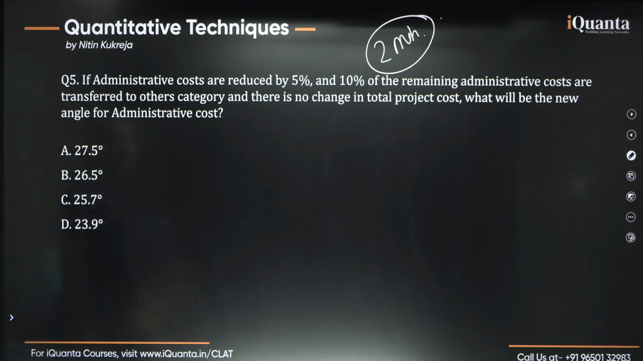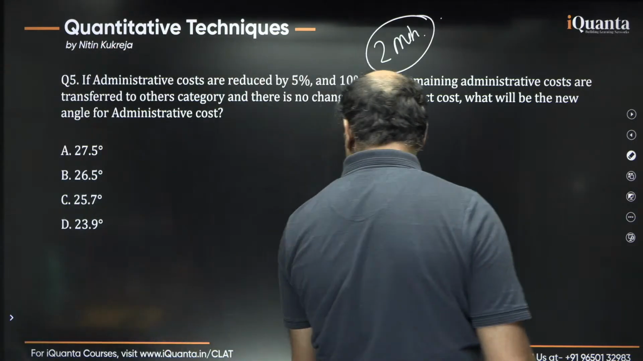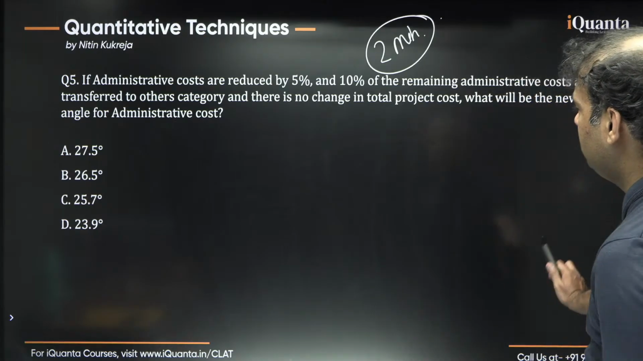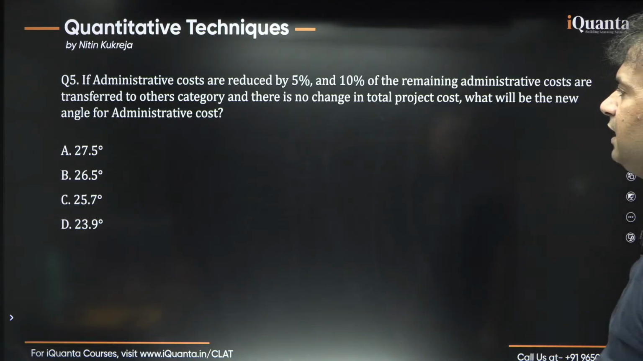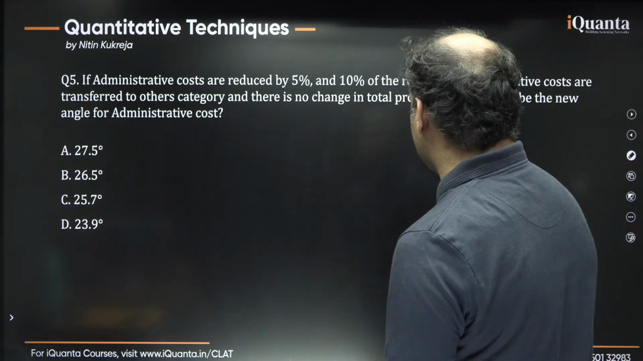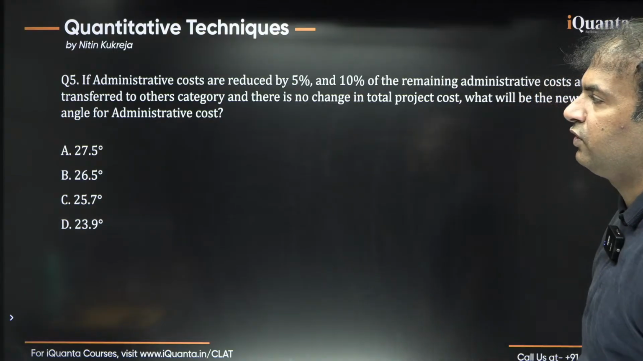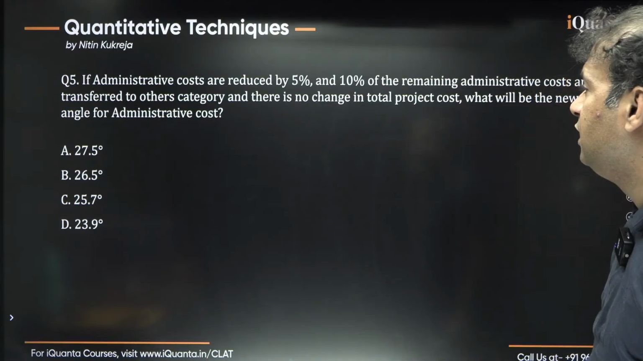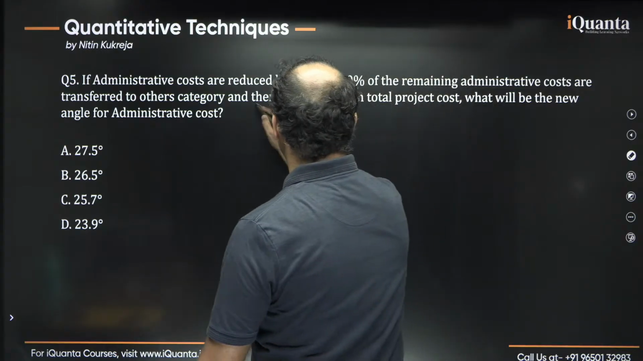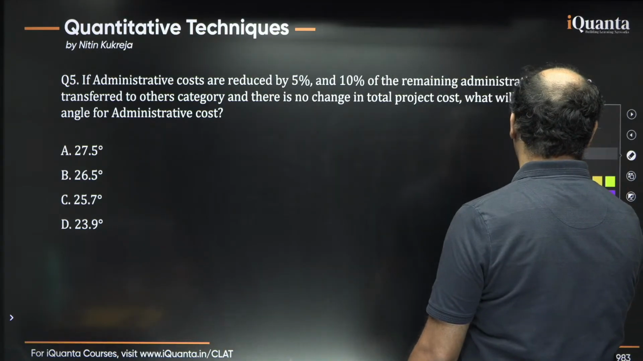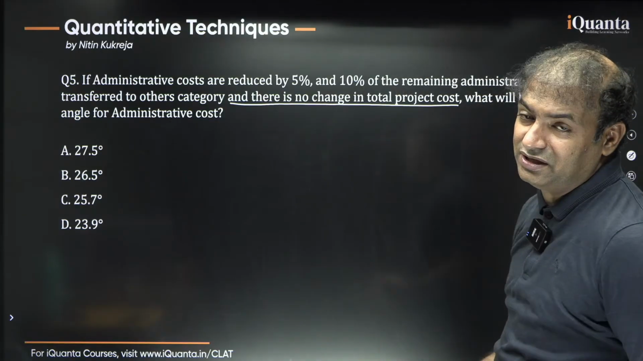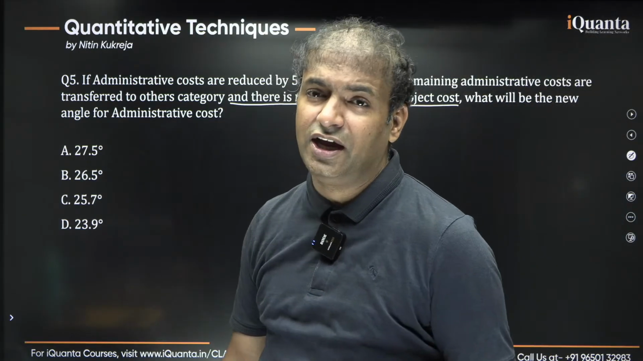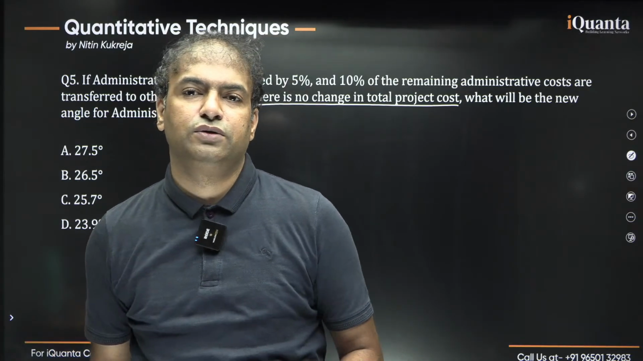So what the question is saying: if administration costs are reduced by 5% and 10% of the remaining administration costs are transferred to the other categories, and there is no change in the total project cost, what will be the new angle for administrative cost? The good thing is that there is no change in the total project cost. That's one of the best things in this question, because if the total project cost is not changing, then the question is always easy to solve, right?